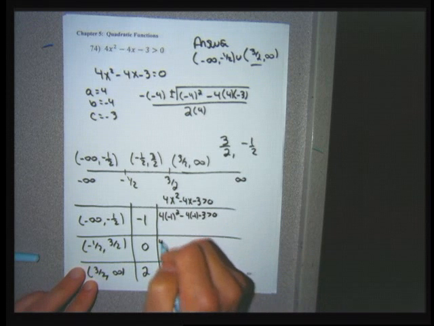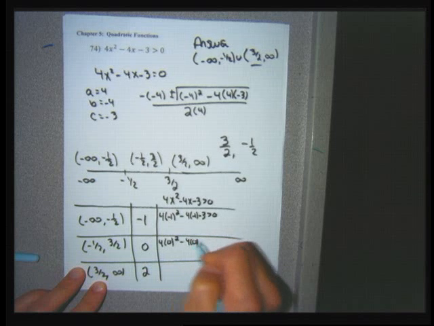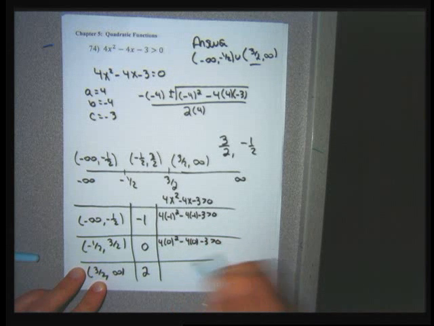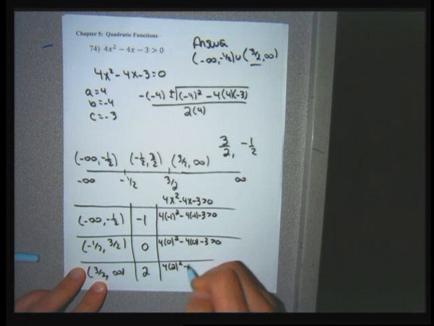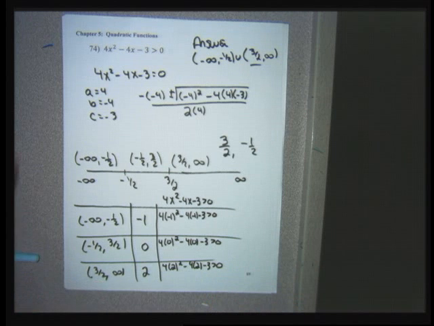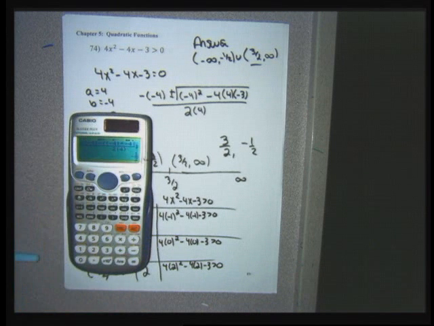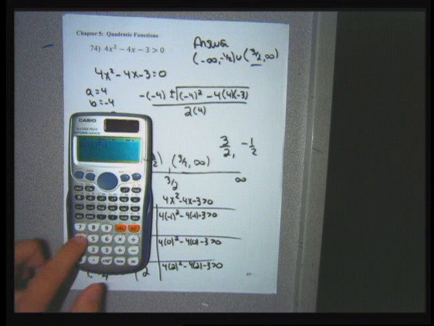Do the same with the 0. 4 times 0 squared minus 4 times 0 minus 3 is greater than 0. And then work the 2. 4 times 2 squared minus 4 times 2 minus 3 is greater than 0. And then I use my calculator. You can do these by hand, but it's so much easier and more accurate when I'm using my calculator that I don't even think to do them by hand because my calculator is so easy to use.